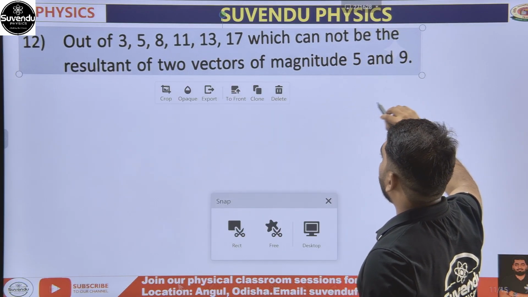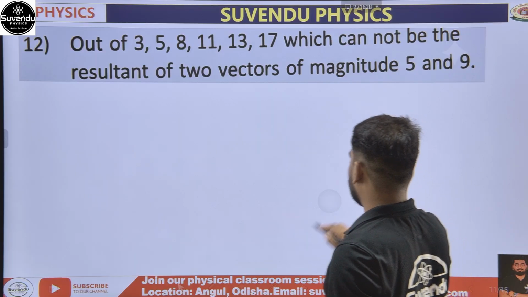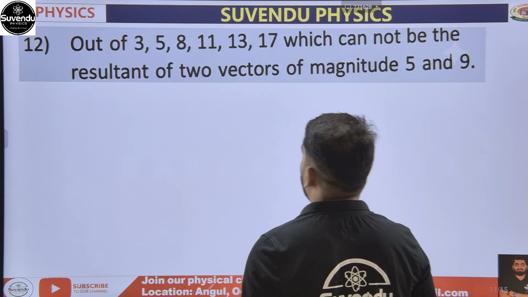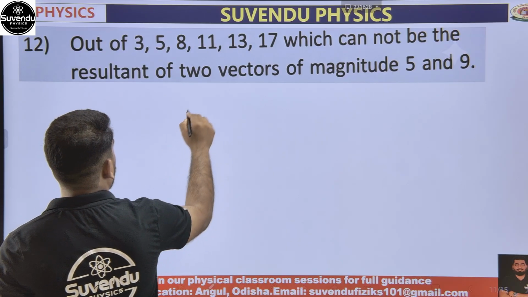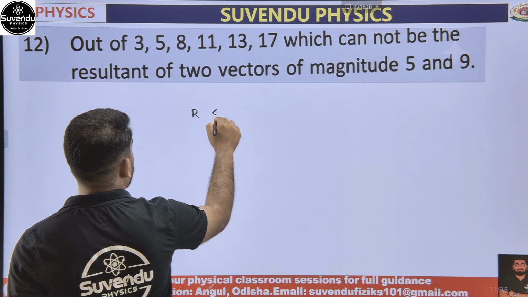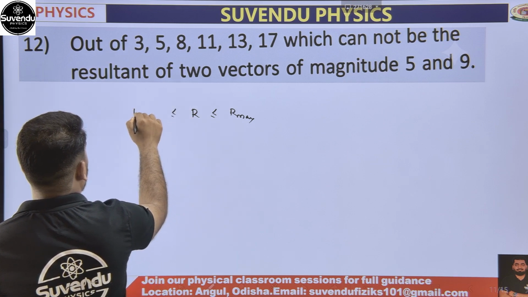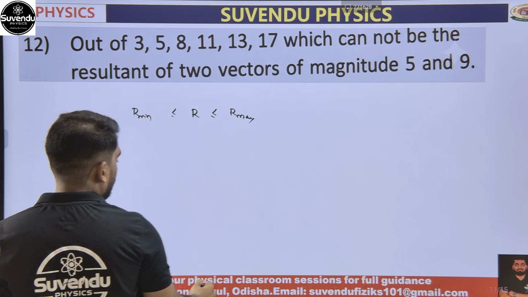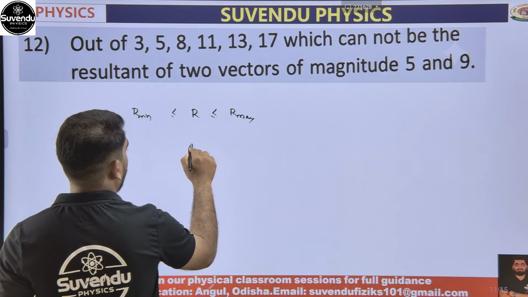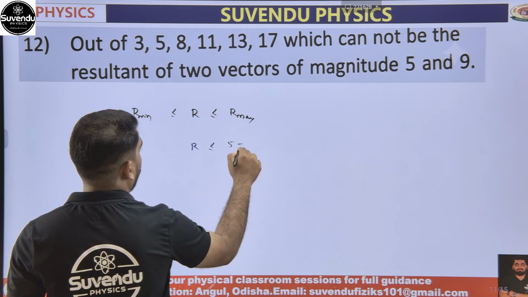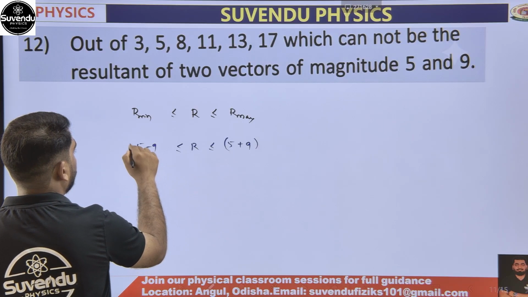Out of 3, 5, 8, 11, 13, 17, which cannot be the resultant of two vectors of magnitude 5 and 9? So, resultant R is less than or equal to R max, and greater than or equal to R minimum. So if one is 5 and another one is 9, then R is less than or equal to 5 plus 9, and greater than or equal to the magnitude of 5 minus 9.